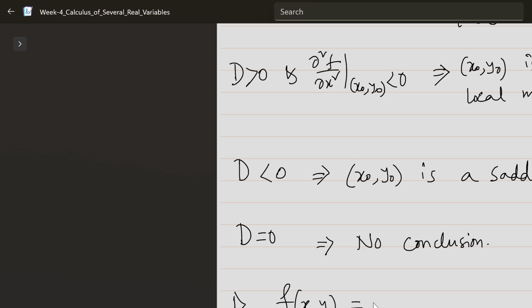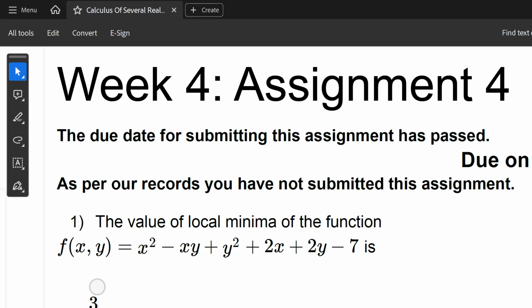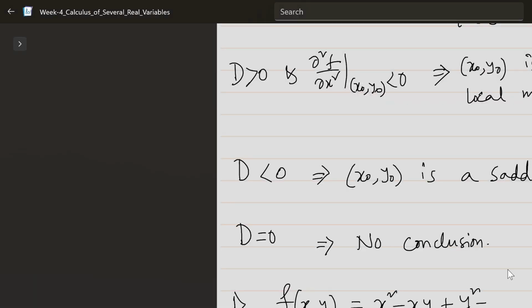I am writing the function: x square minus xy plus y square plus 2x plus 2y minus 7. So del f del x is 2x minus y plus 2. And what is del f del y? It is 2y minus x plus 2. Is it fine?